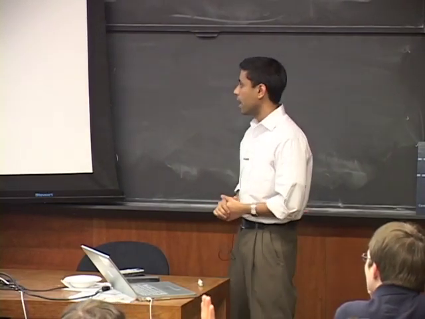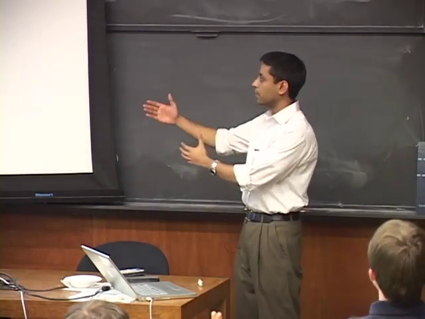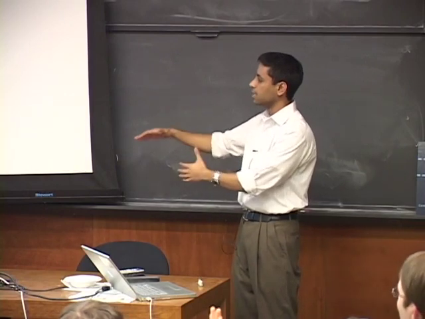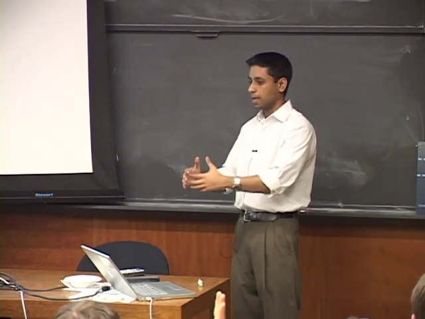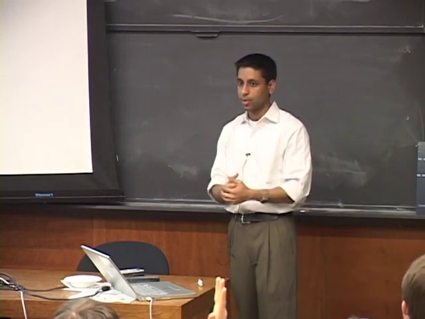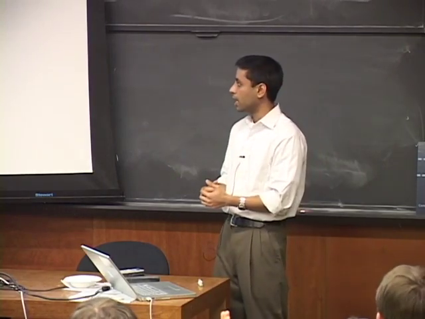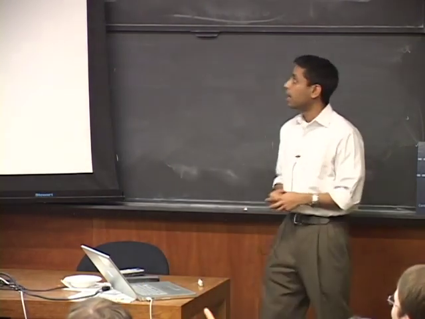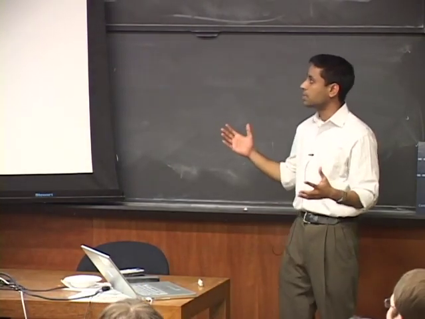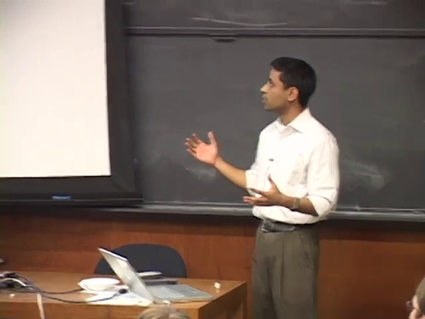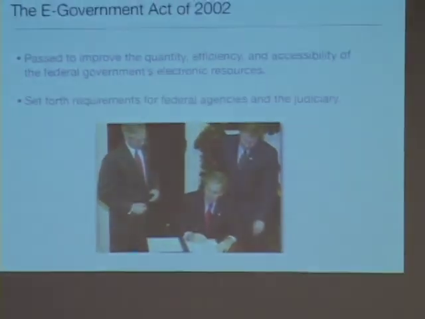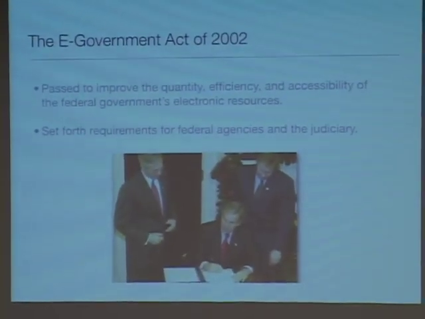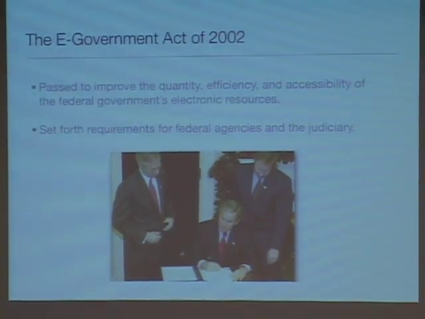So now what we're going to do is drill down a little bit on these functional limitations and the fees, in order to put some legal context to it. We're going to talk about them relative to the E-Government Act of 2002. Basically, this was a piece of legislation which set forth various internet access requirements for federal agencies and the judiciary. The main goals were to basically help bring the government into the internet age.